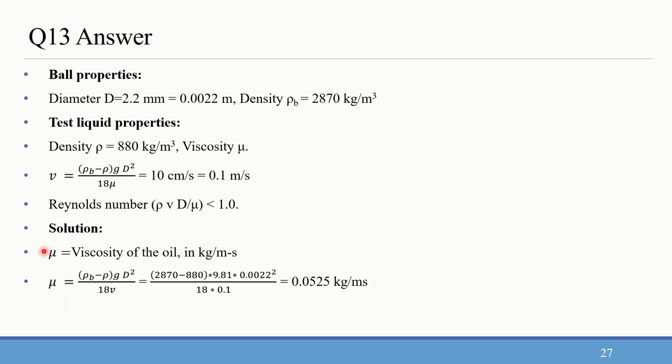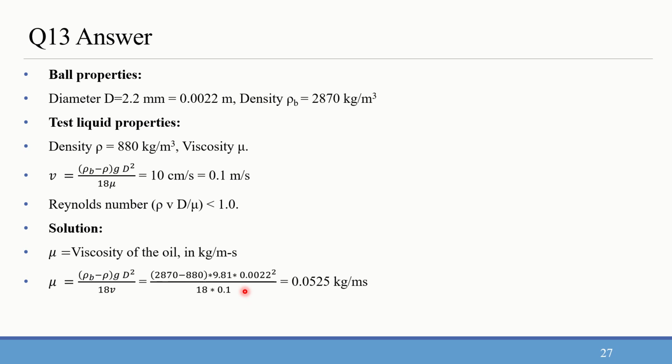So we substitute all the known values in this equation. mu is equal to (rho b, that is 2870, minus 880) into 9.81 into 0.0022 square, divided by 18 into 0.1. What does this give us? I recalculated once just to make sure there are no calculation errors. So it is 0.0525 kg per meter second. That is the viscosity of the oil.